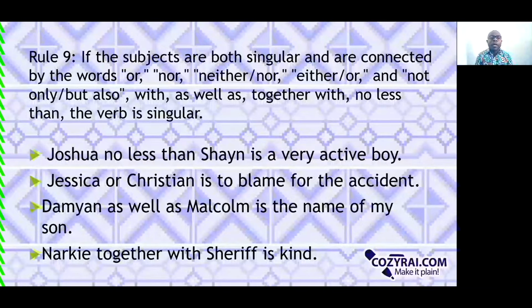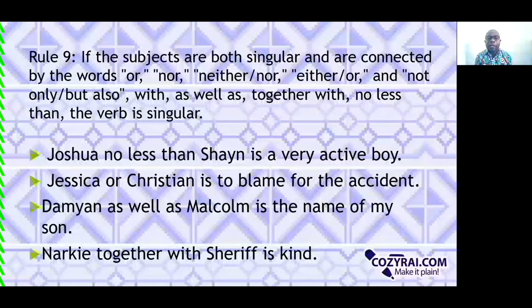So let's go. Joshua, no less than Shane, is a very active boy. So Joshua, one, no less than Shane, another. But both are singular, joined with no less than, so the verb is singular.